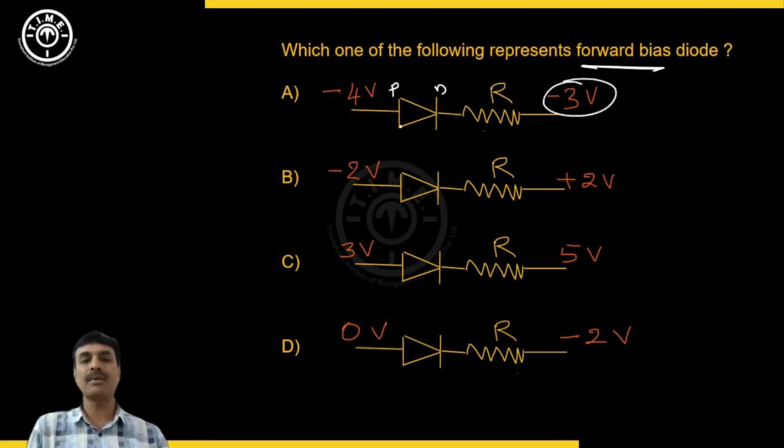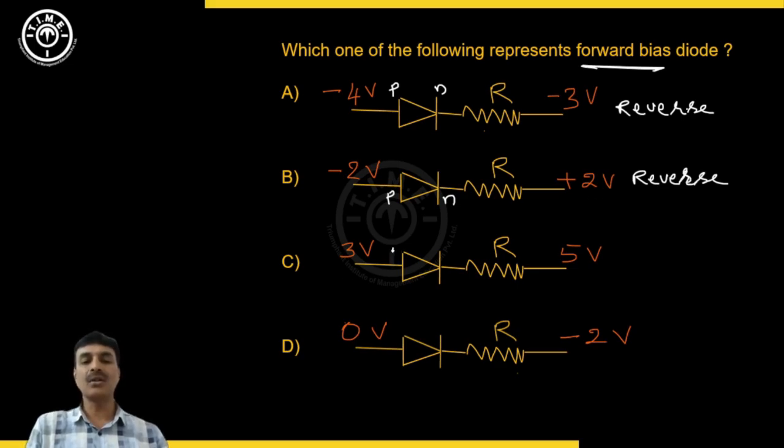Which is higher, minus 4 or minus 3? Minus 3 is higher compared to minus 4. So this is reverse bias. Right? This is reverse biased. Coming to option B, minus 2 on the P region and plus 2 volt on the N region. So this is also a reverse bias. Isn't it?